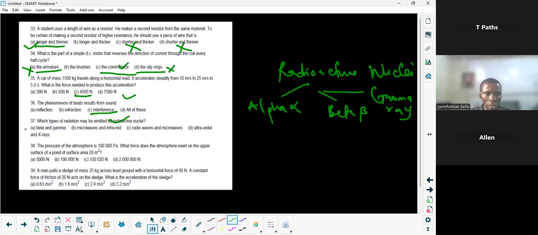D is not among, B is not among. The correct answer is A, which is beta and gamma. Because among the 3 substances, the only one we can see among the options that is correlating with what I gave you here is beta and gamma, which is A. Now, let's continue. Number 38 question.